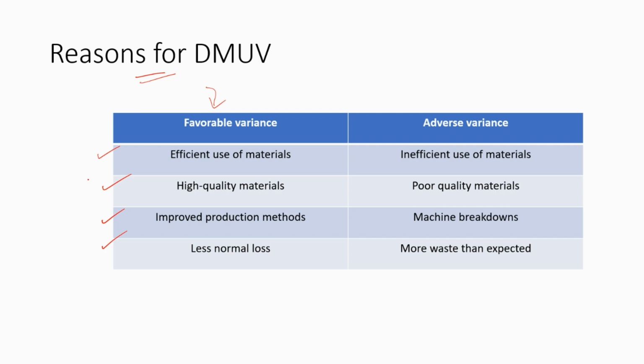We can consider the opposites of each of these points for adverse variances. So, inefficient use of materials, poor quality materials, machine breakdowns, and more wastage than expected will lead to adverse variances under direct material usage variance. This means the actual material usage in the production is higher than the budgeted usage.